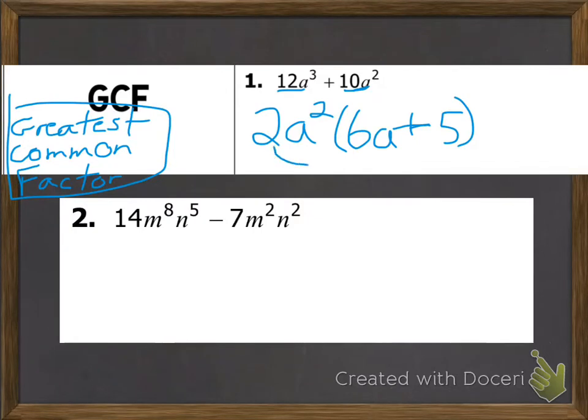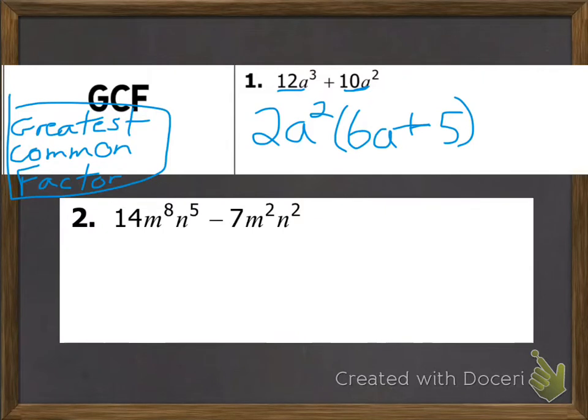Because if I were to multiply this 2a squared back in, so 2a squared times 6a, that would get me the 12a cubed right there. Same thing with the 2a squared times the 5. If I multiply those together, then that's going to get me that 10a squared that I had from the beginning. So there's a way to check your work. Alright, so there's number one.